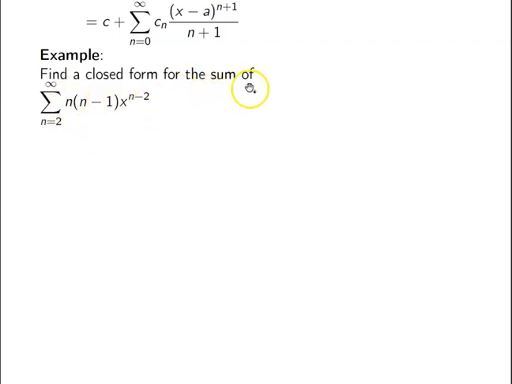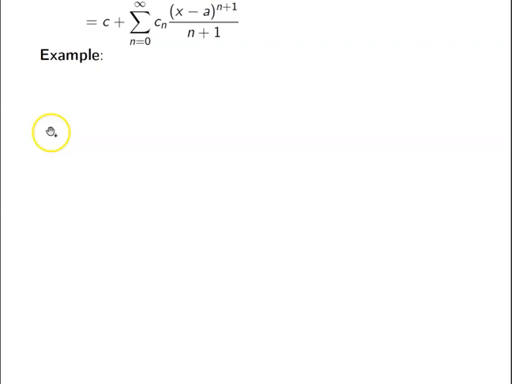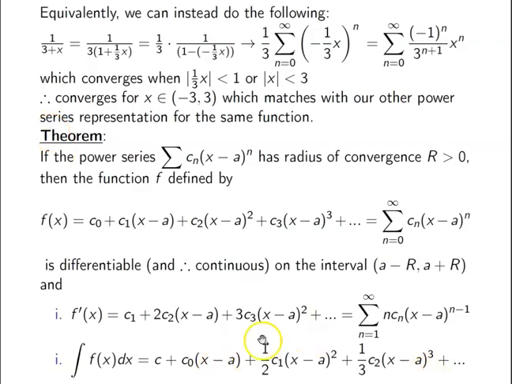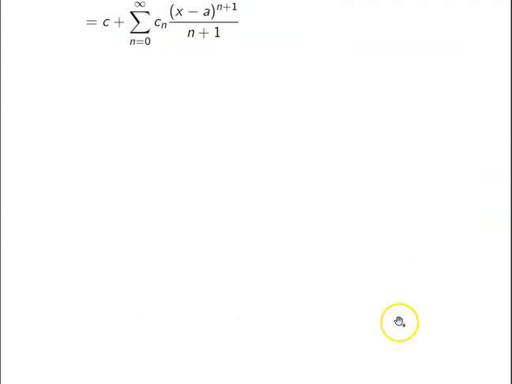So let's find a closed form for the sum n times n minus 1 x to the n minus 2. Here, notice we're starting at 2. Notice that when we differentiate, we start at 1. Because the c naught term goes away when we differentiate, we start off with c1, so our n has to start off at 1.